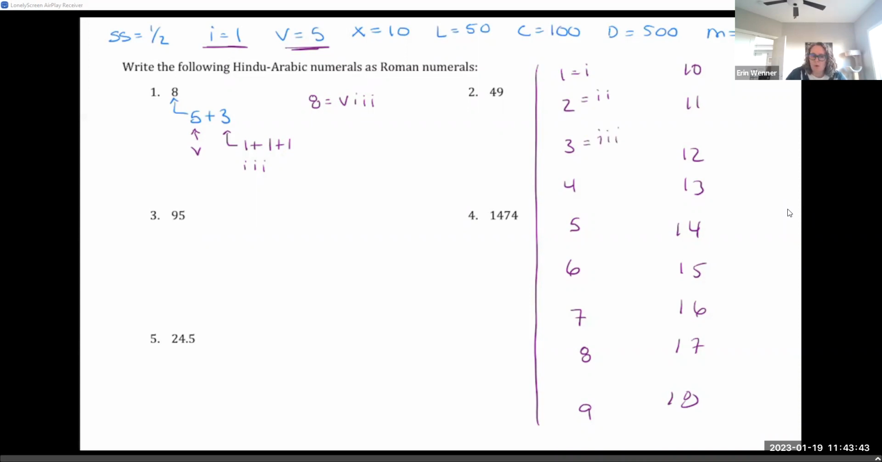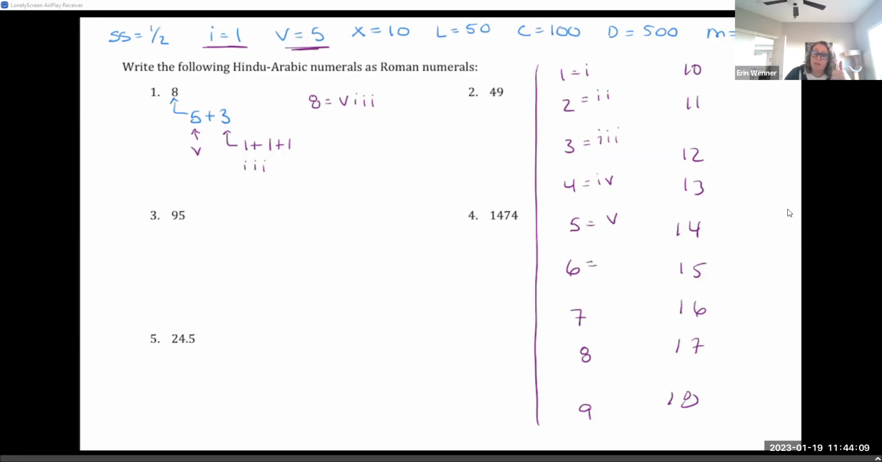The number 4 would be 4 ones added in a row, but we have to remember our rule says that we cannot repeat a value more than 3 times. So at this point, we now need to think about subtracting. We would think of the number 4 as being 1 less than 5, and we would write that as IV. Then the number 5 is V.